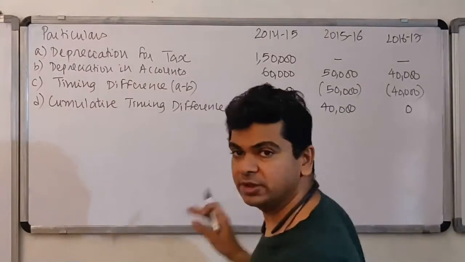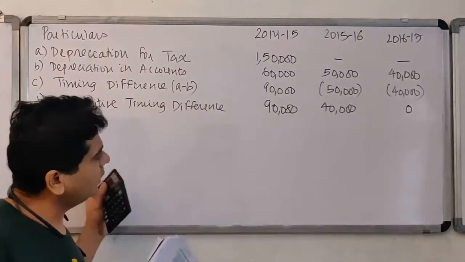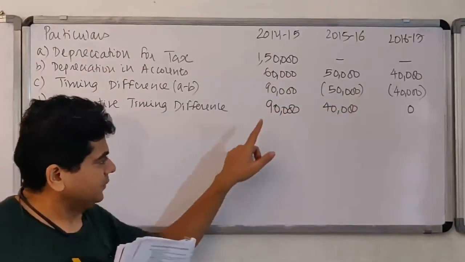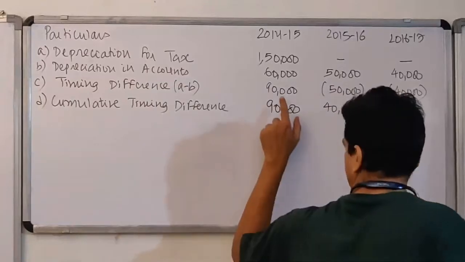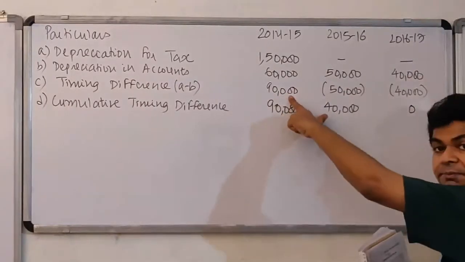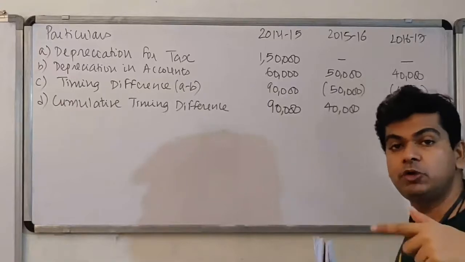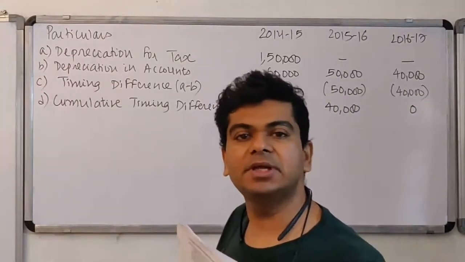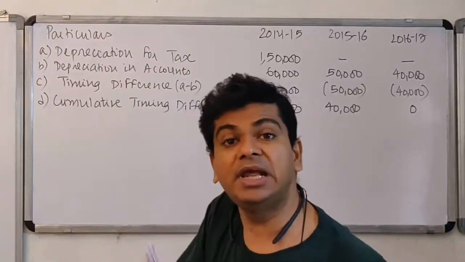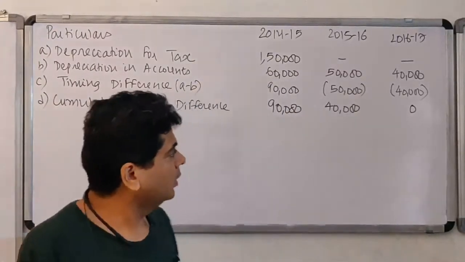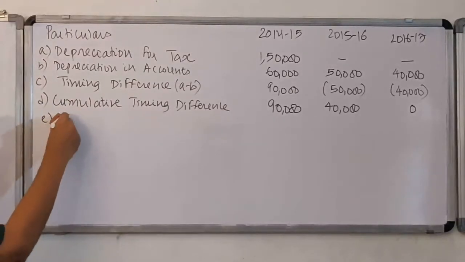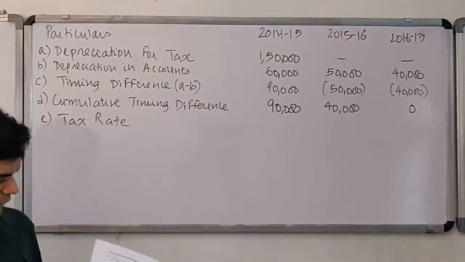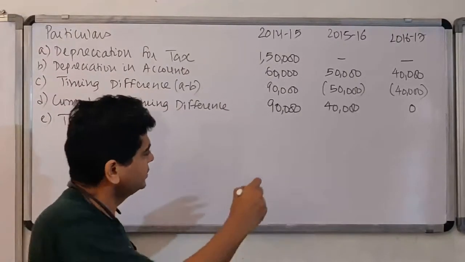You may even put a dash over there, it is fine. So I get my cumulative timing differences. Add up the timing differences. So basically what this shows us is that in the first year there shall be a timing difference, and over a period of 2 years the timing difference will reverse itself. By the time it is the third year, the timing difference has completely reversed itself. Okay. Now apply the tax rate. Tax rate is 40%.